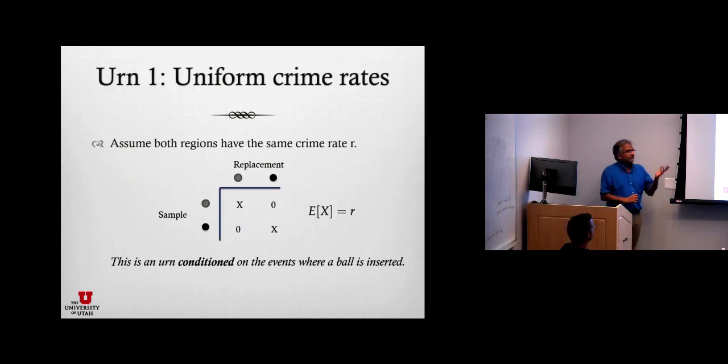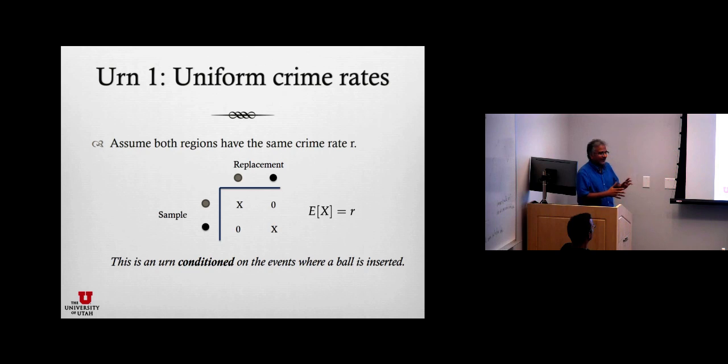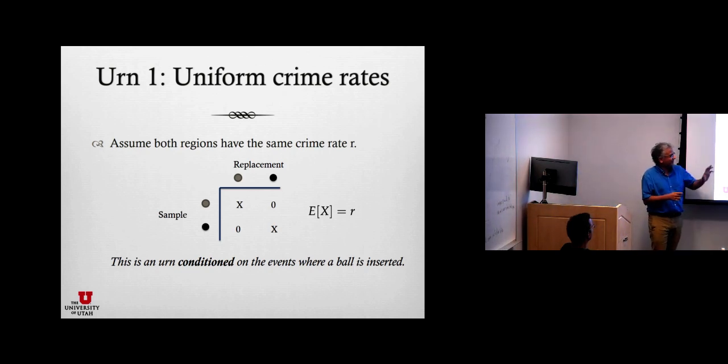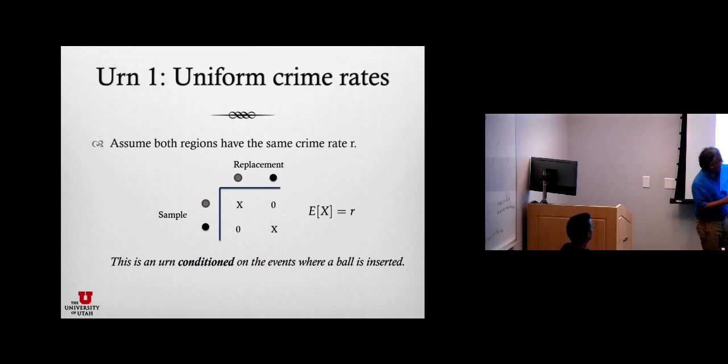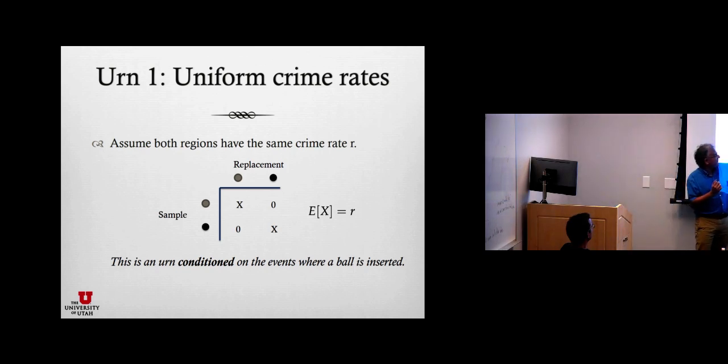So in the simple urn, you have uniform crime rates, both regions with the same crime rate, and now you can ask what the convergent behavior of this urn is. At this point, I like to stop and do a quick poll of the audience, just to see what people think. So the two regions have the same crime rate. If I pull out a ball of one color, I'm going to replace it with that color, and likewise for the other. Say I start off with one ball of each color. What do you think the limiting probability of, say, this color is going to be?